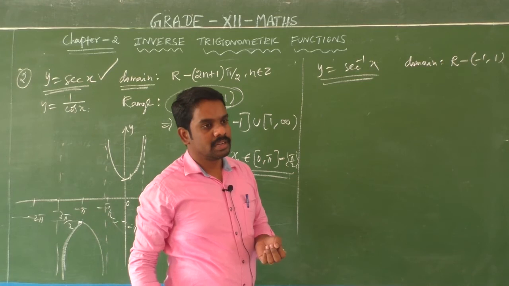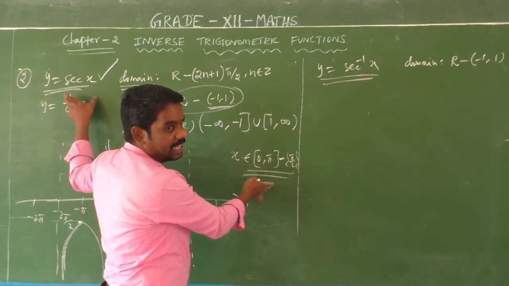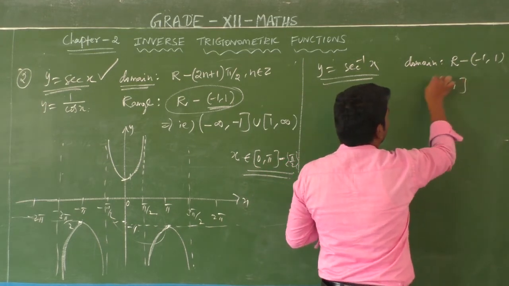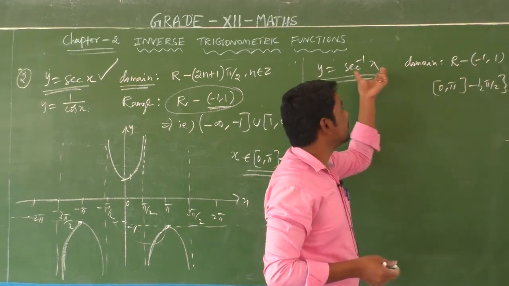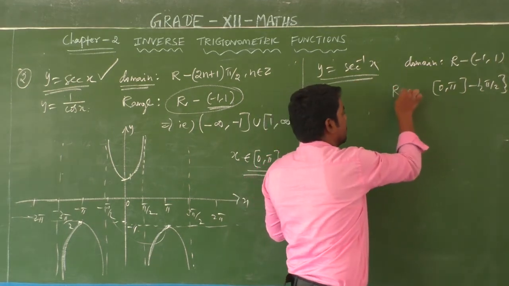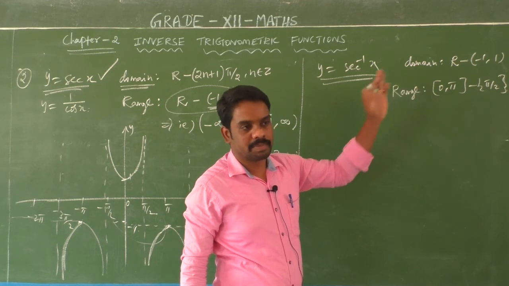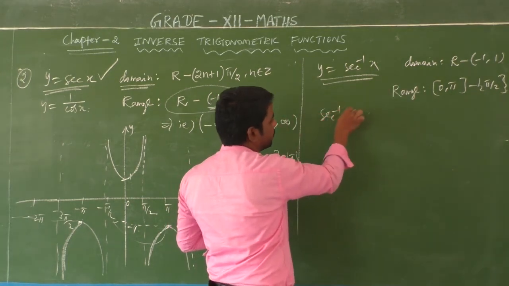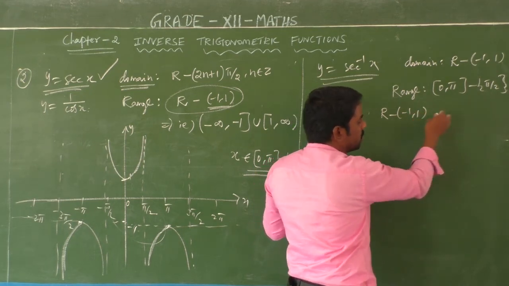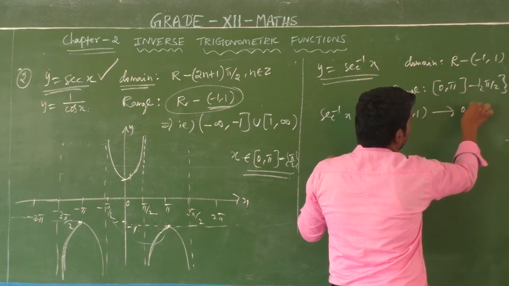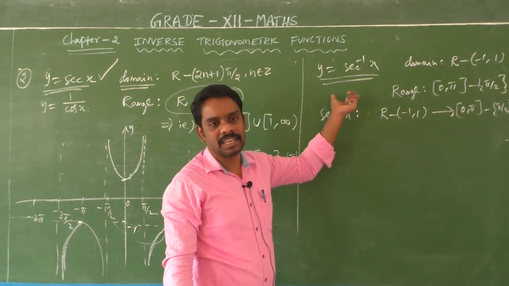This is the domain. Next, the range of this function secant inverse x is the principal domain of secant x. That is the closed interval 0 comma pi except pi by 2, which is the principal value of this function secant inverse x. That is the range. So the range of secant inverse x is the closed interval of 0 comma pi except pi by 2. So the definition is secant inverse x maps R minus open interval minus 1 comma plus 1, which is the domain, to the range 0 comma pi except pi by 2. This is the definition of secant inverse x.